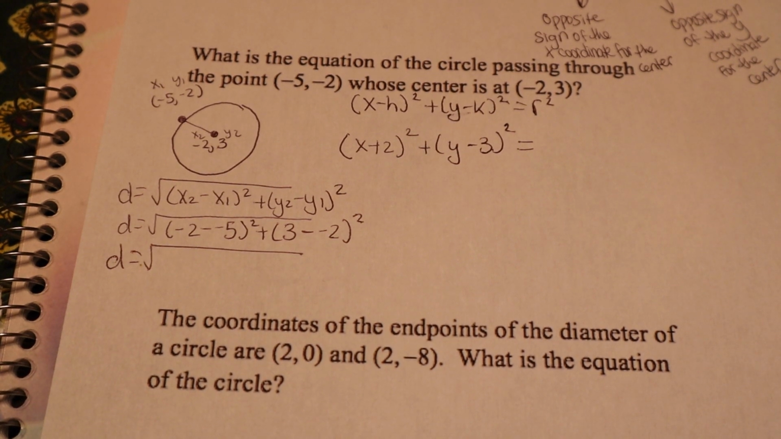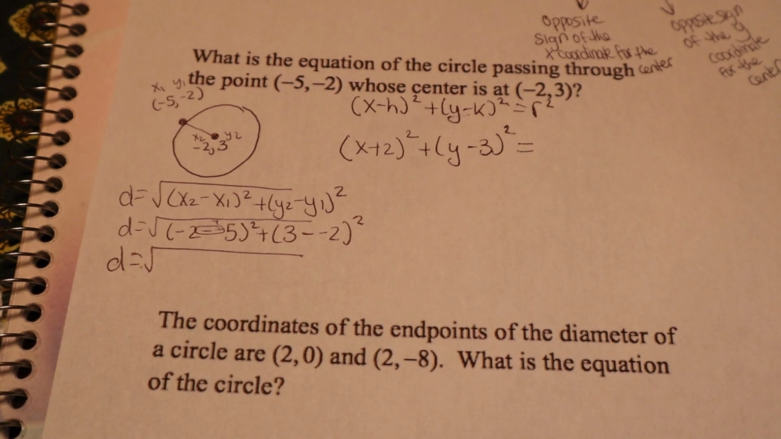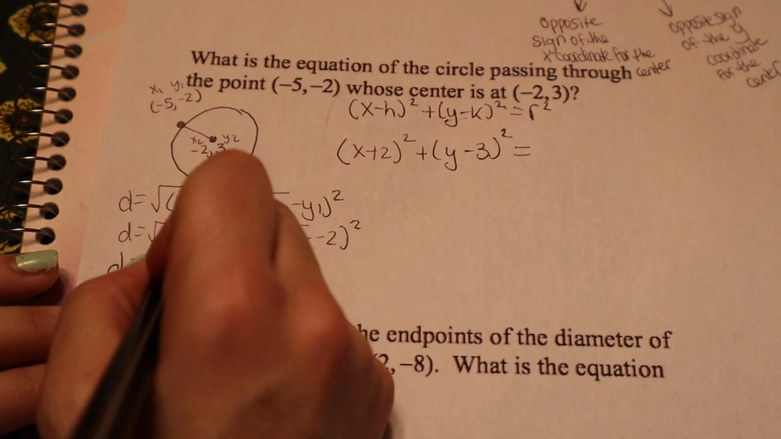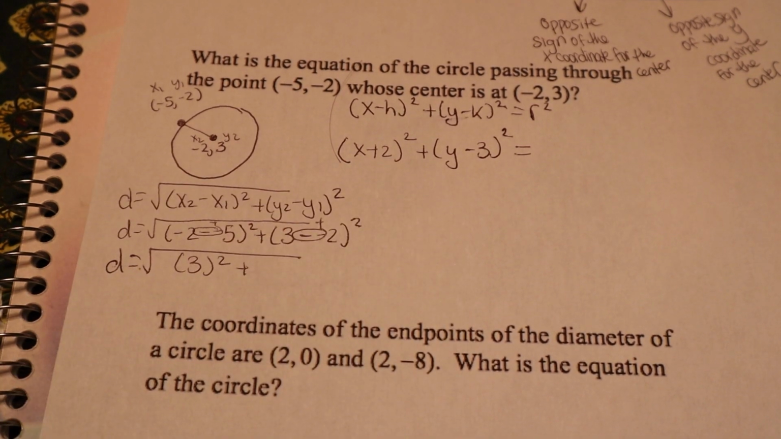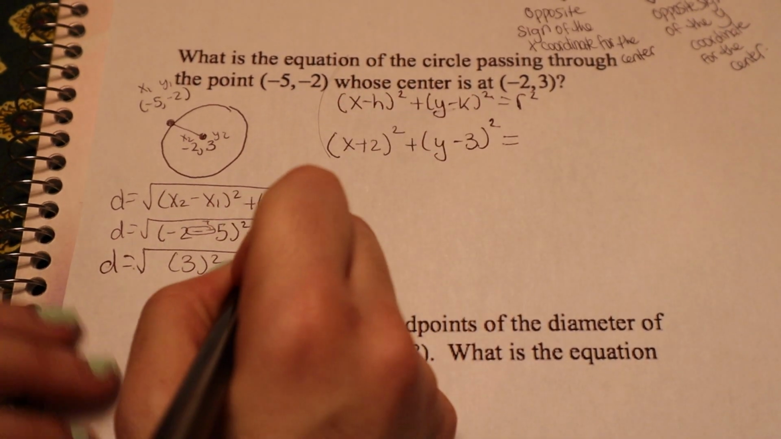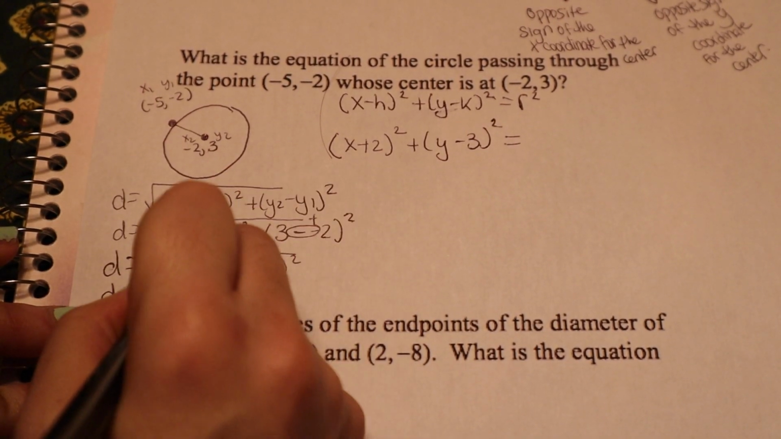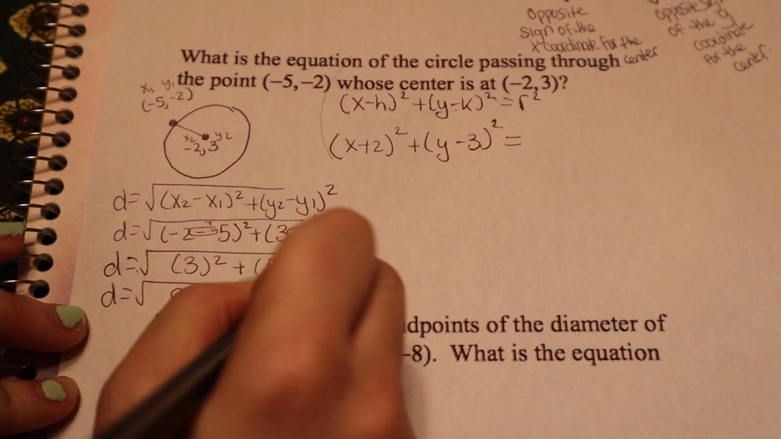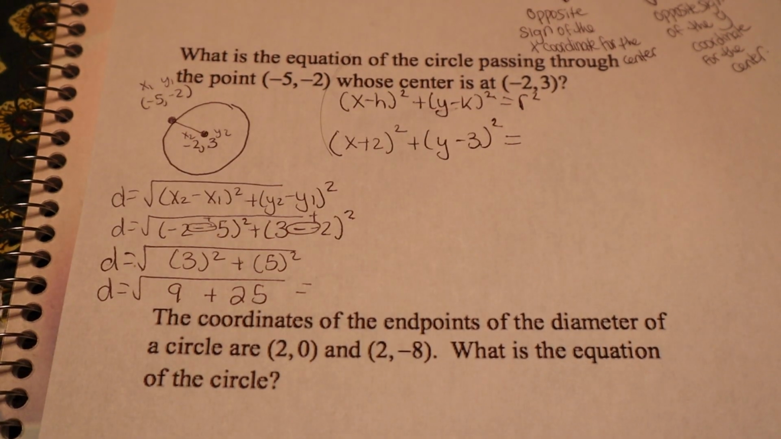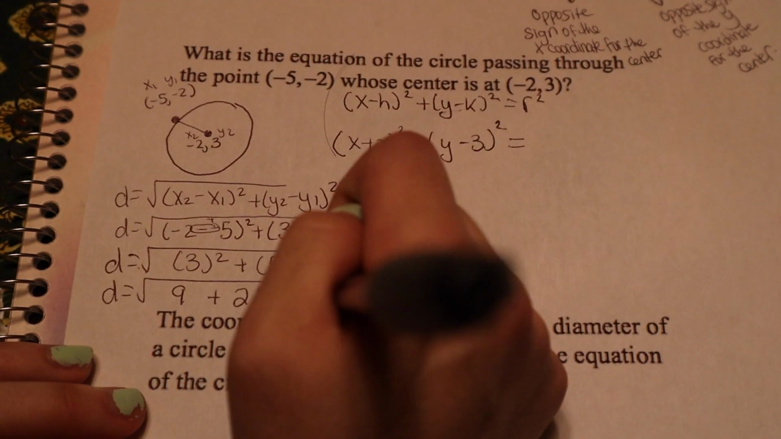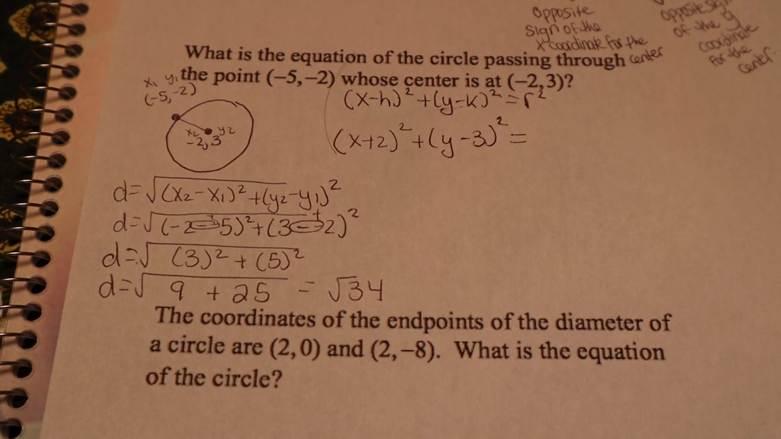-2 minus -5, this is going to become a plus. So -2 plus 5 is going to be 3 squared. This double negative will be a plus. 3 plus 2, 5. 3 squared is 9. 5 squared is 25. 9 plus 25 is radical 34. You have a radical, don't be alarmed.